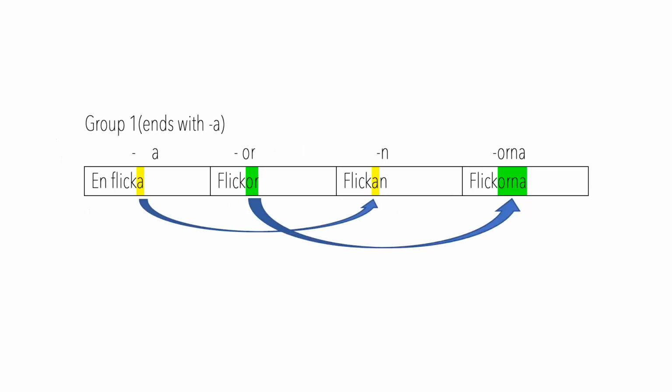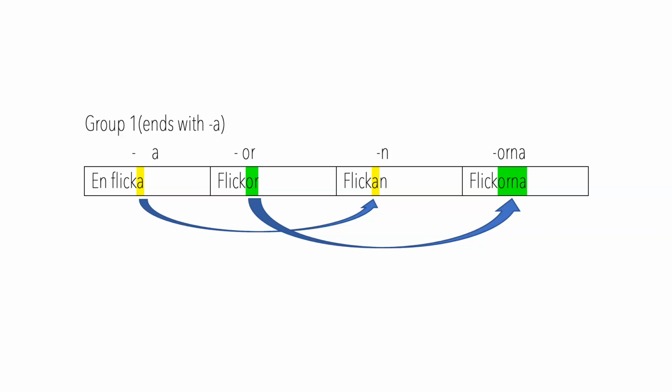We have 5 different noun groups in Swedish: group 1, 2, 3, 4 and 5. In group 1 we have a particular pattern that you can look at. A girl, en flicka. All nouns in group 1 end with an a, so that's a good thing to remember. If we talk about several girls, flickor, that's the plural indefinite form, and that always has an OR in the ending.